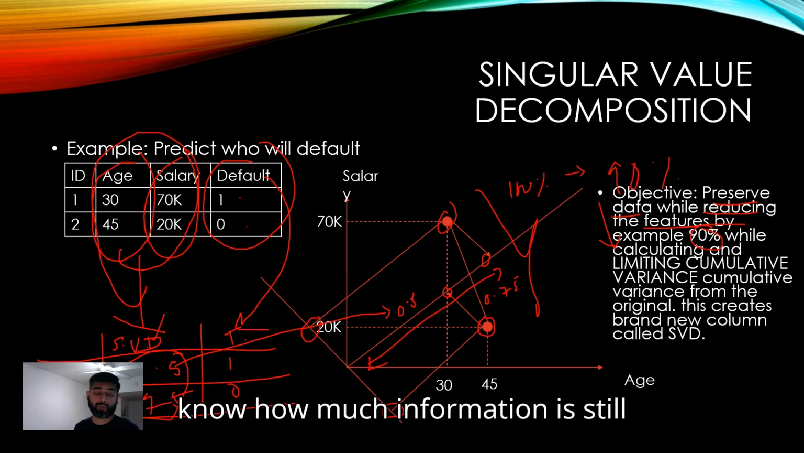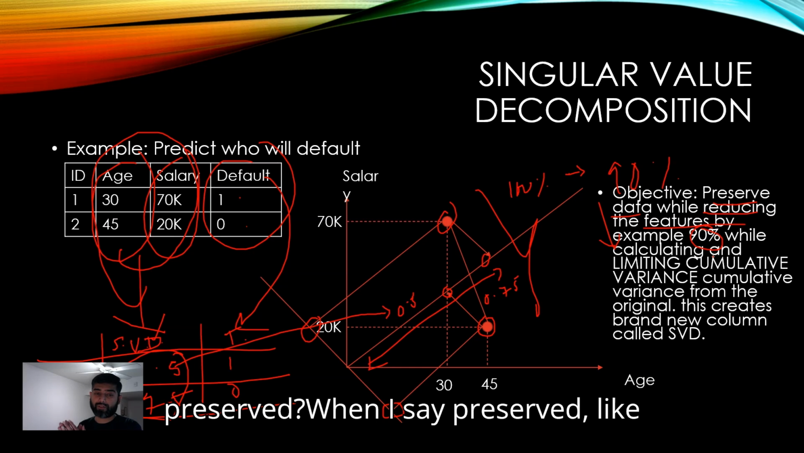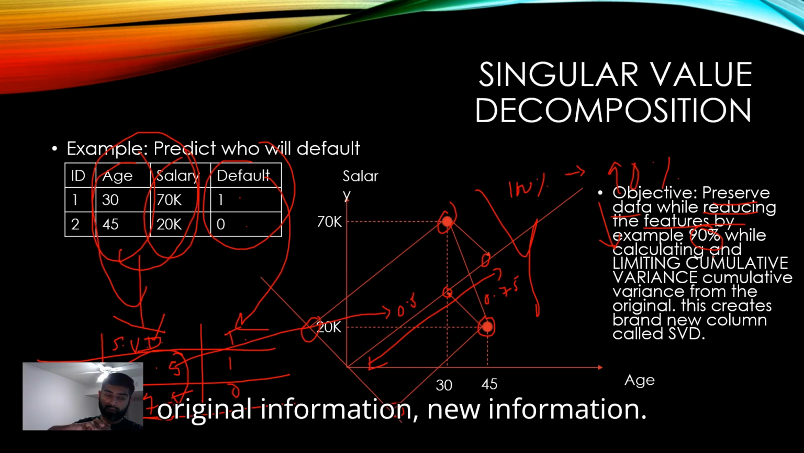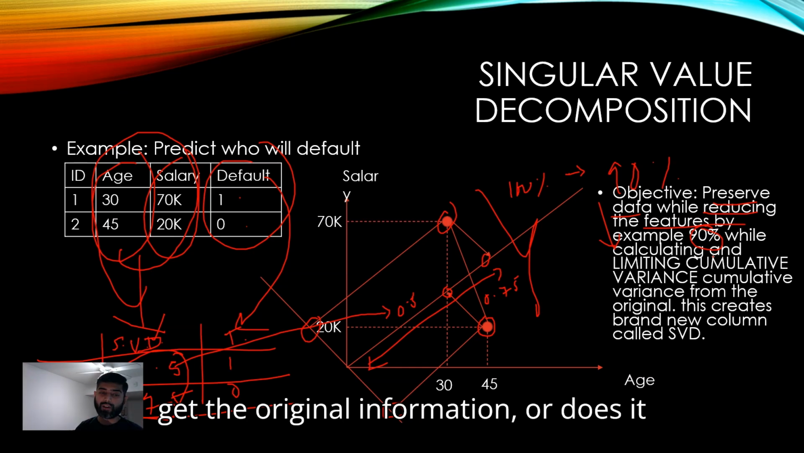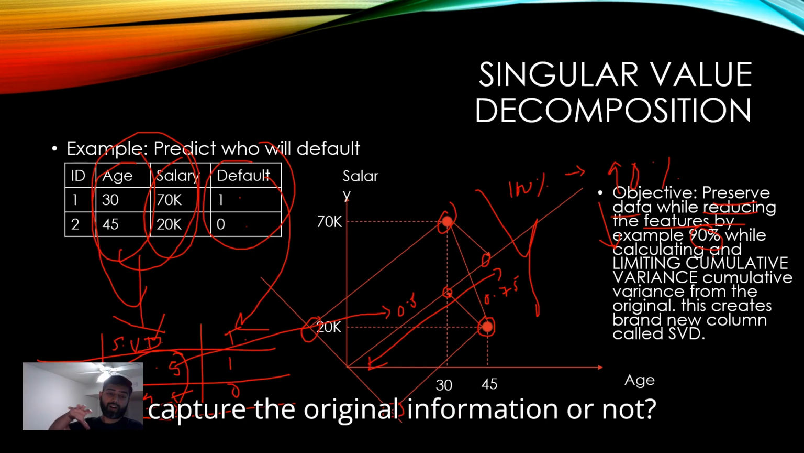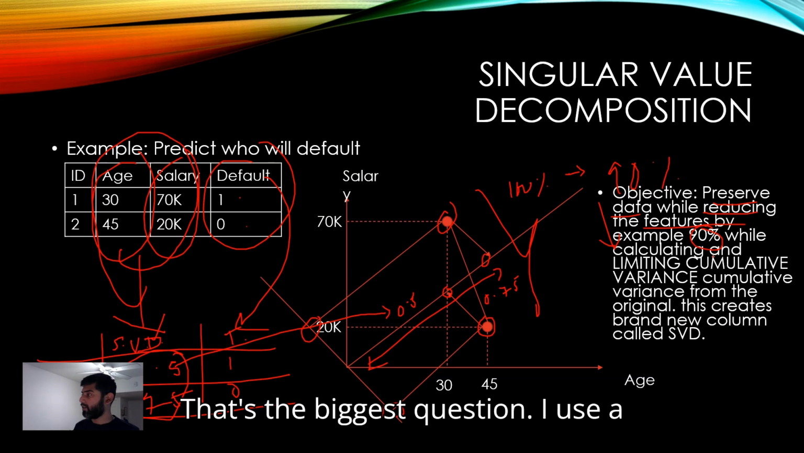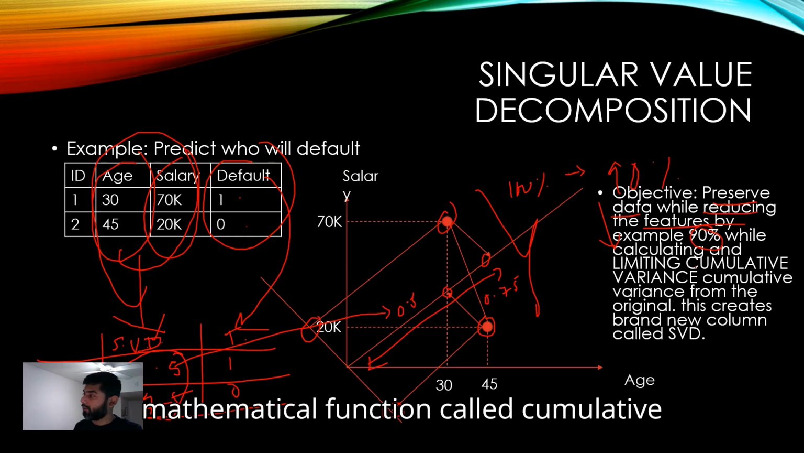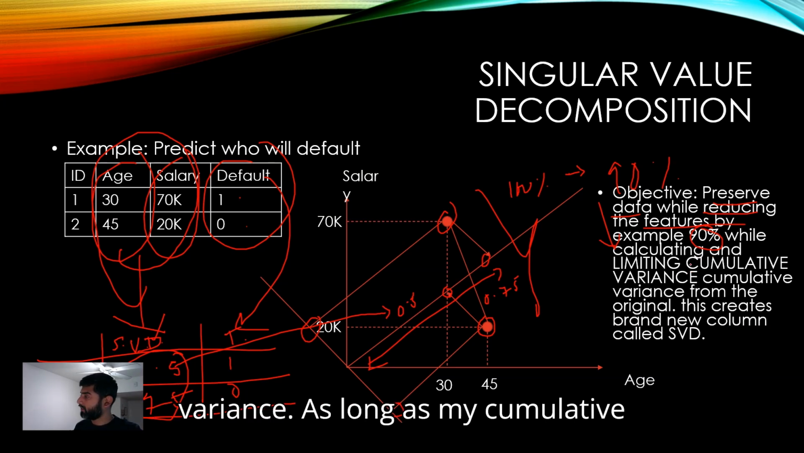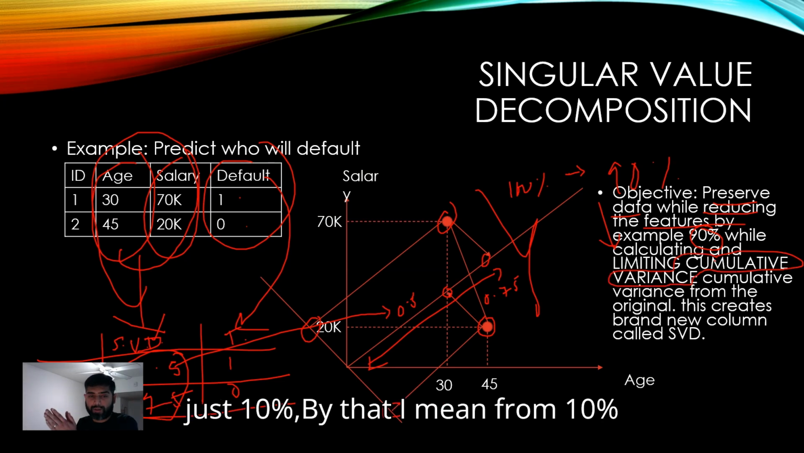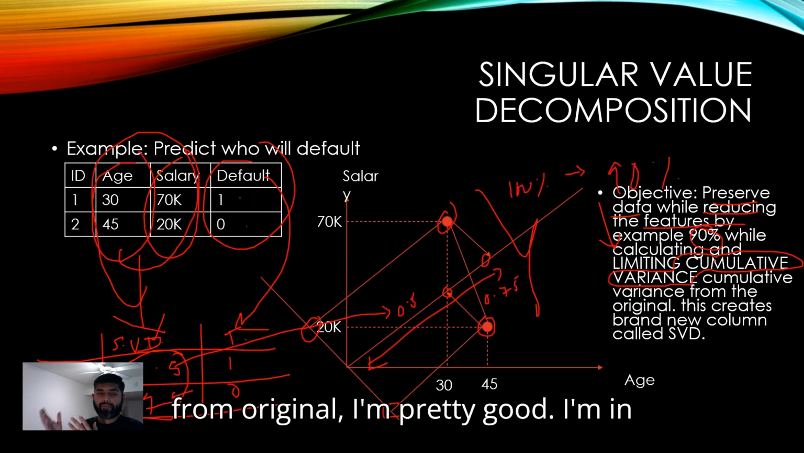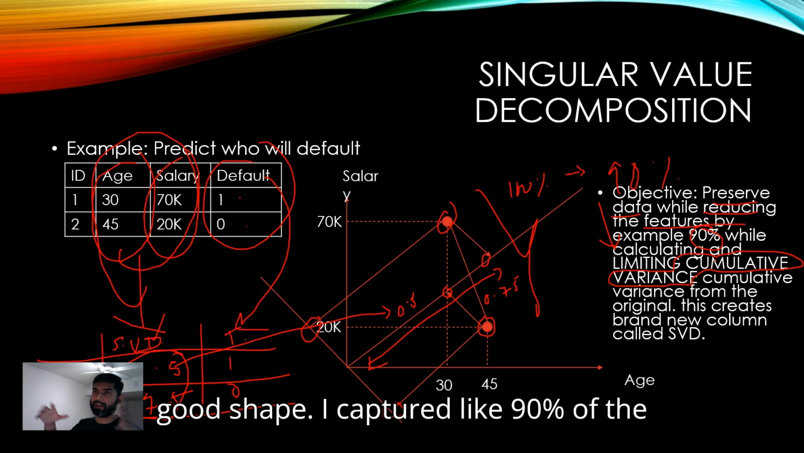How do I know how much information is still preserved? When I say preserved, I mean original information versus new information. From the decomposed information, can I get the original information, or does it capture the original information or not? That's the biggest question. I use a mathematical function called cumulative variance. As long as, for example, I've lost just 10% from the original, I'm in good shape. I captured like 90% of the information.